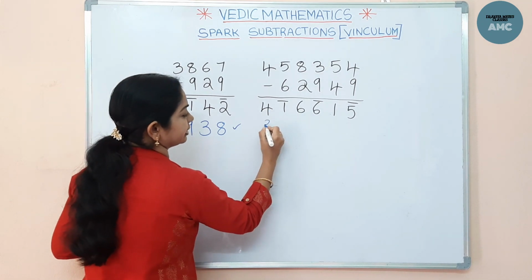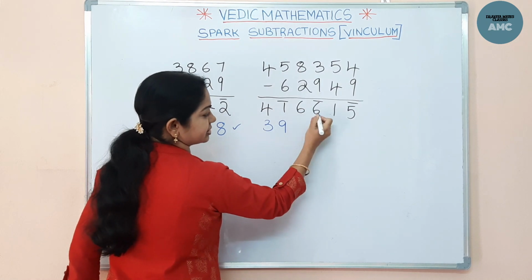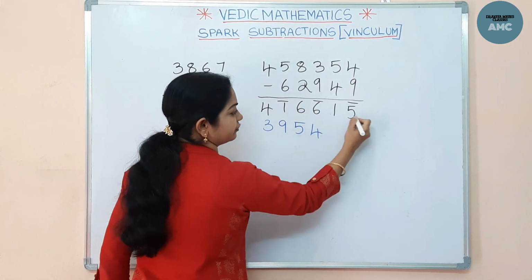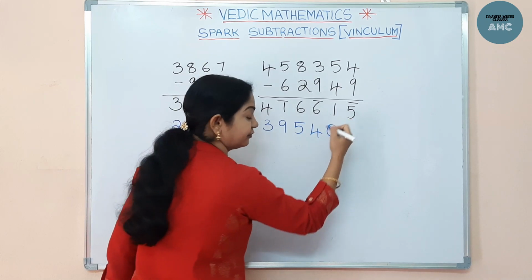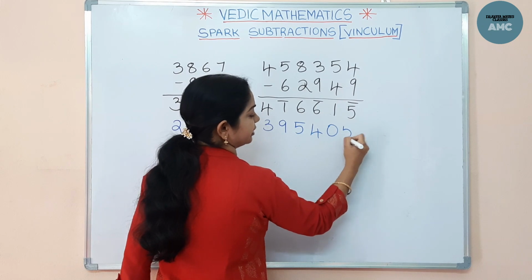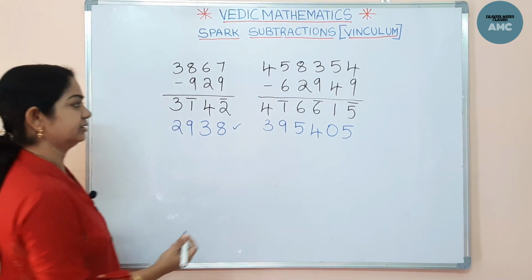Now before number decrease 1. Complement of 1 is 9. 6 before number, so decrease 1. Complement of 6 is 4. Before number decrease 1. So 1, if you decrease by 1, it comes to 0. And the complement of 5 is 5 again. So this is the final answer. Okay, this is our answer.